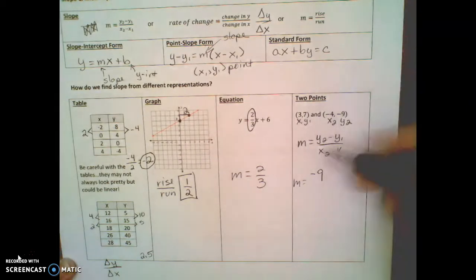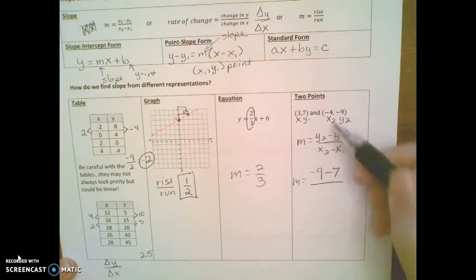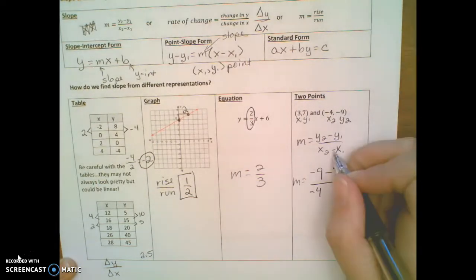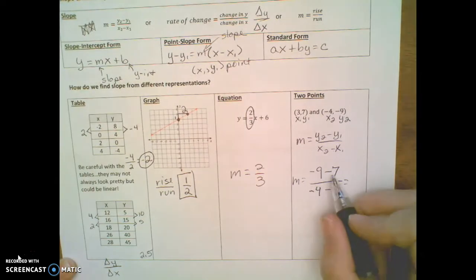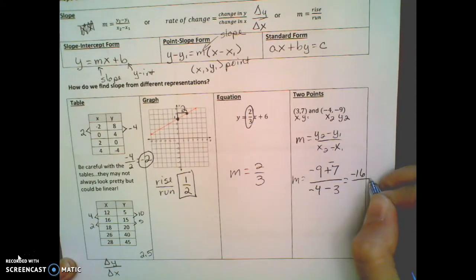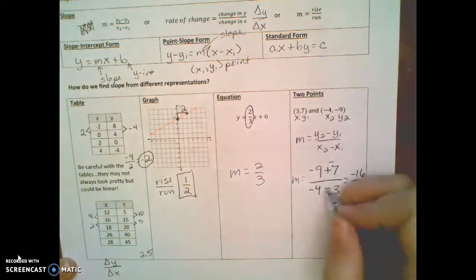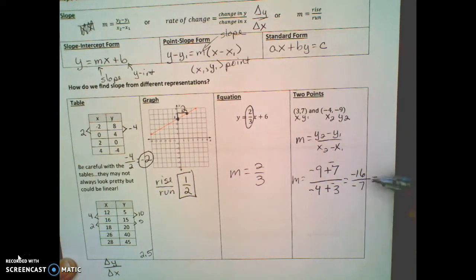So m equals, and then y2 minus y1 is 7 over x2, which is -4, minus x1, which is 3. So -9 minus 7 is -16 over -4 plus -3, which is -7. Since a negative divided by a negative is a positive, my answer is just 16/7. And it's okay to leave it like that.